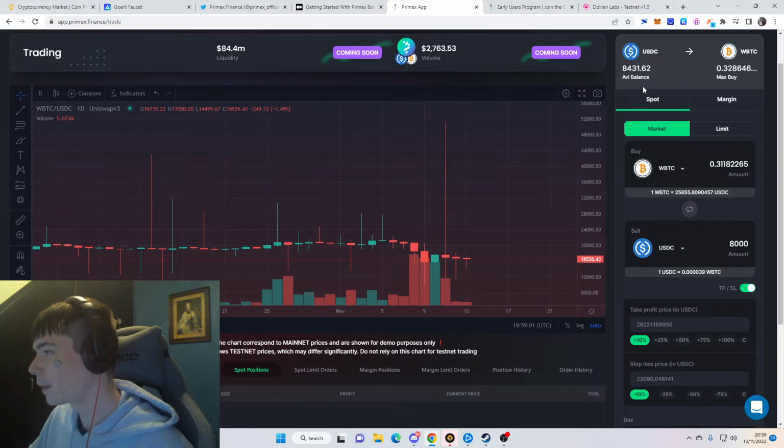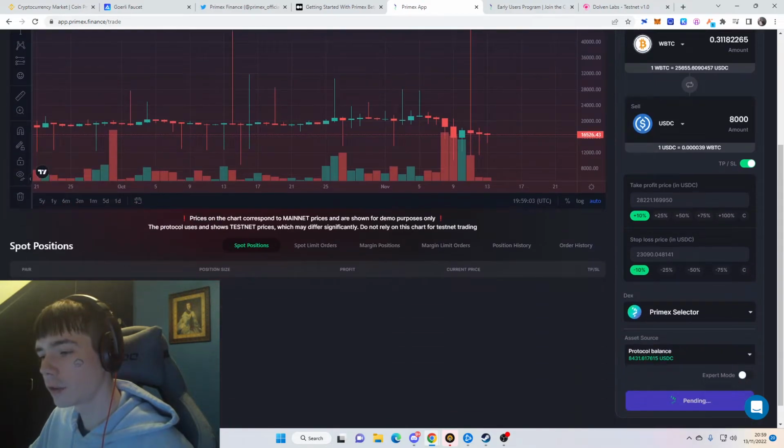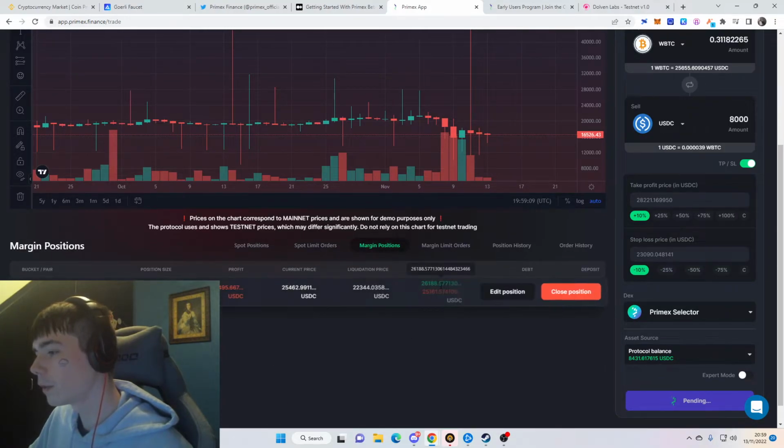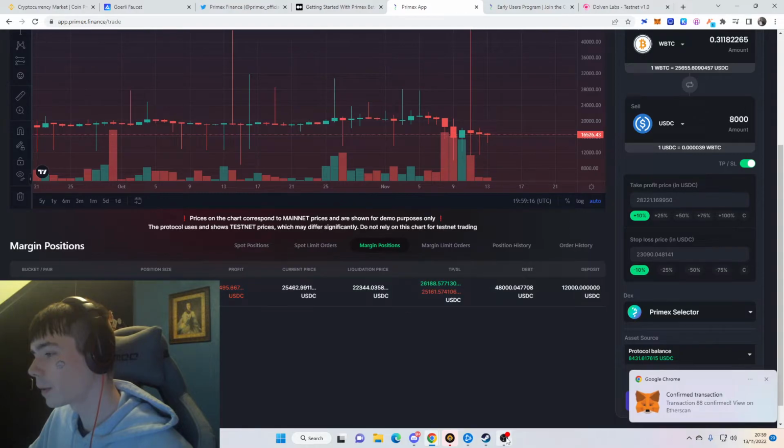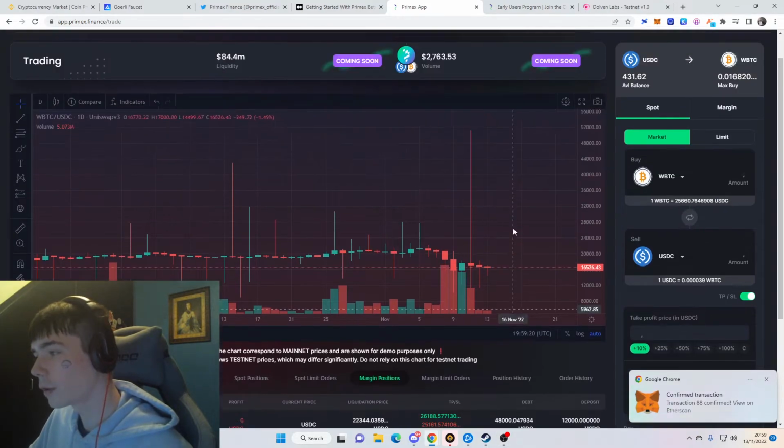And now, after submitting the transaction, your position will be shown in the spot position, as well as if you would go ahead and do a margin position, that will be, as you can see, shown right over here. And we can just simply close the position, edit the position and whatsoever.